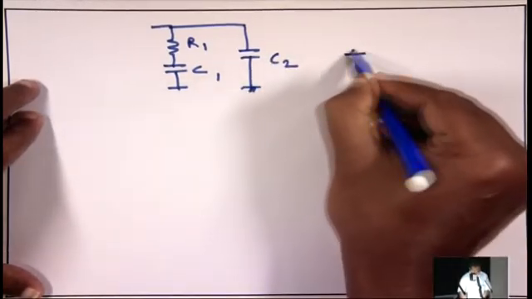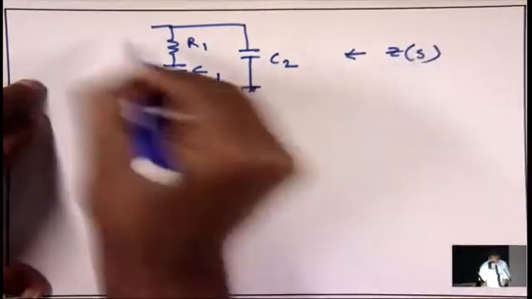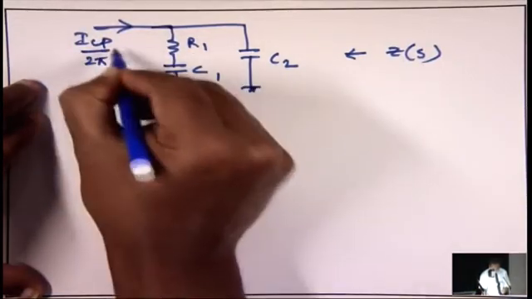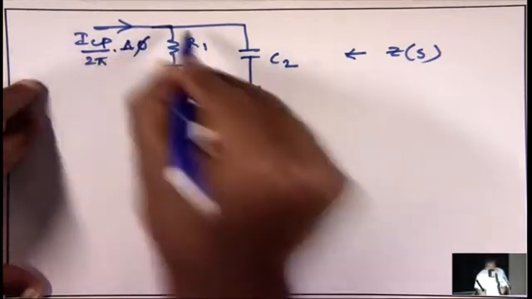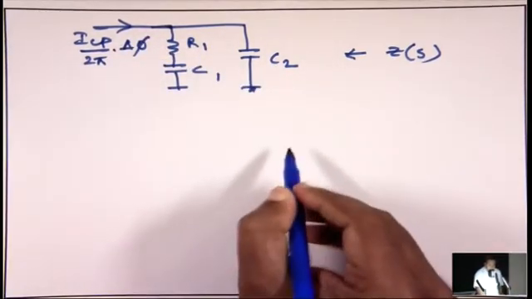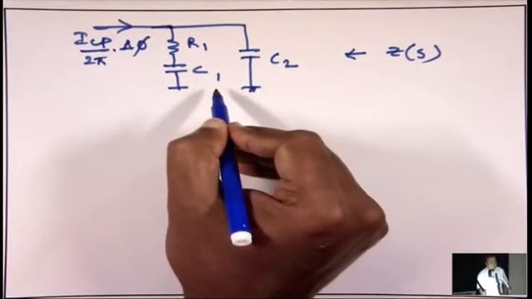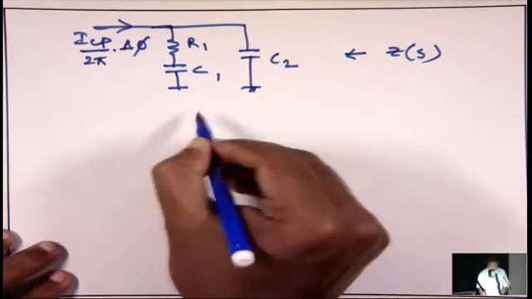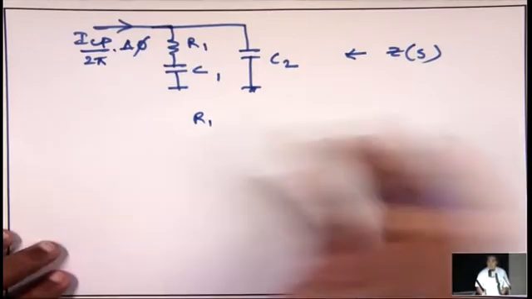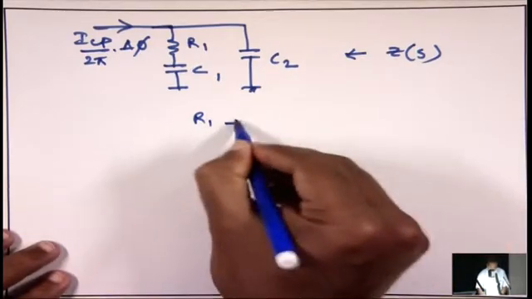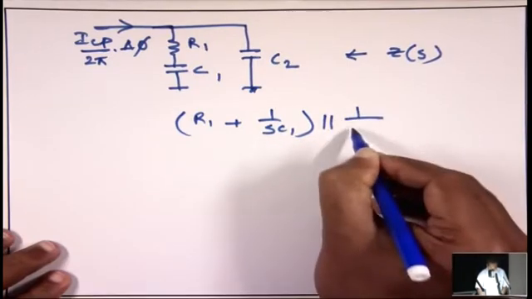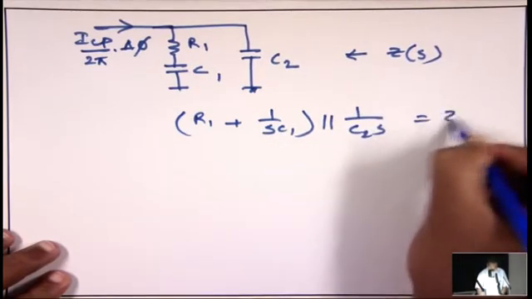This is actually ZS. So the ICP current, ICP by twice phi into delta phi, is the amount of current flowing in this direction. So what is the ZF? It's easy, it's not that difficult. I'm not going for the full derivation, because this is parallel to 1 by C2S, which is equal to ZS.